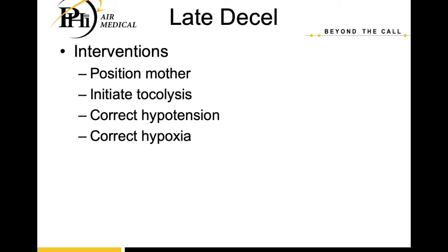So positioning, tocolysis, correct hypotension, and correct hypoxia. That means that we're going to be reducing that cord compression. We're going to be fixing any type of orthostatic hypotension that's happening. We're going to put them either on the left or the right or at Trendelenburg. We're going to be giving a MAG and terbutaline, especially give them terbutaline if we have tachysystole. We're going to be giving them IV fluids and potential phenylephrine, and then we're going to be giving them that high flow oxygen via non-rebreather.